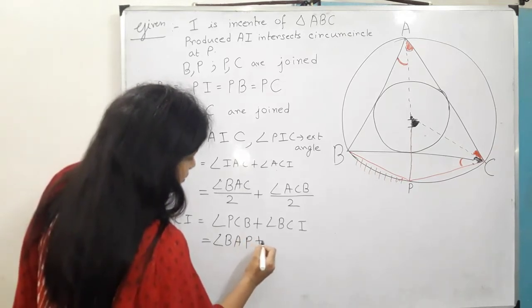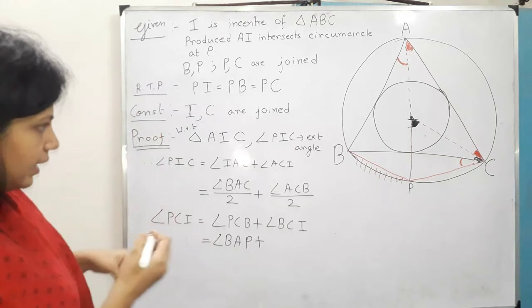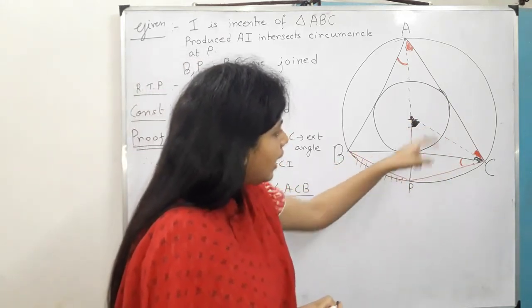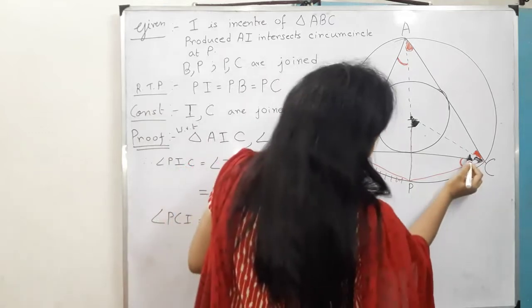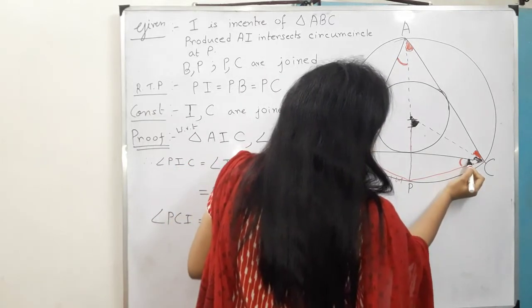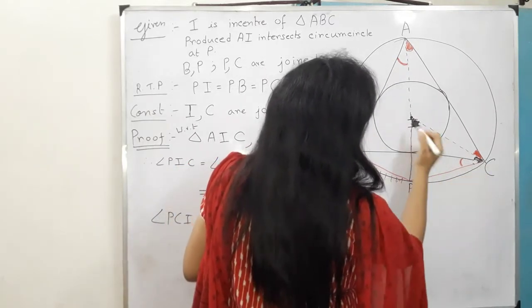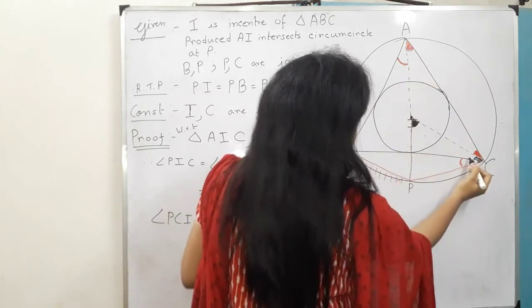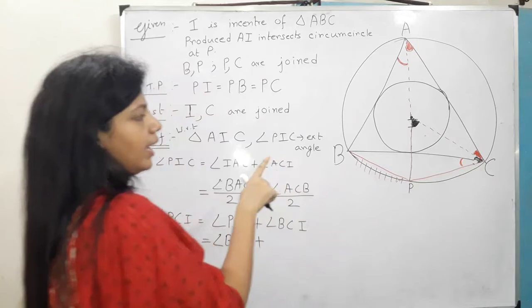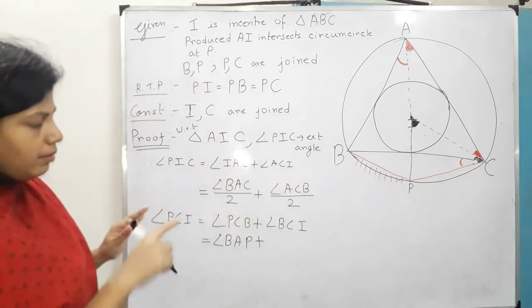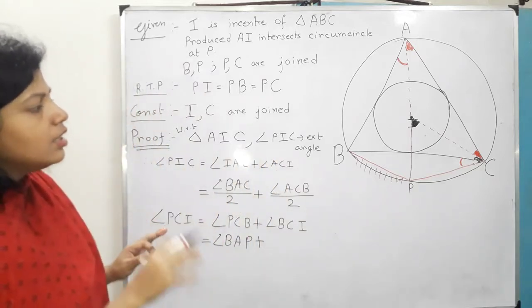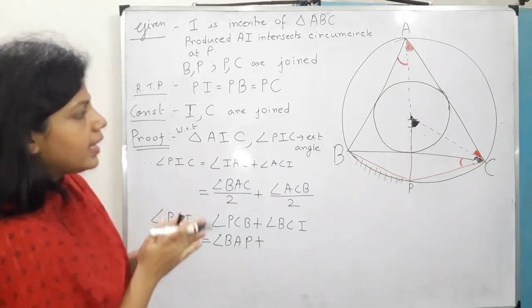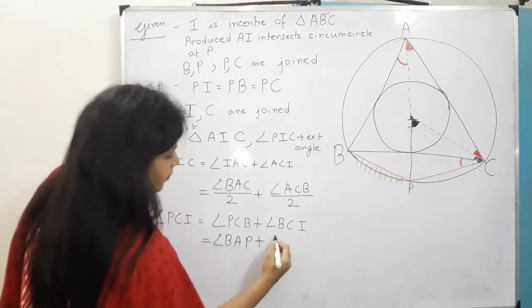Plus, what is the angle here? BCI, this one is also an angle bisector. That means we can say angle BCI is angle BCA by 2. Just like the previous one, BCI is the angle, which means IC is the angle bisector. So angle BCI is just half of angle BCA.